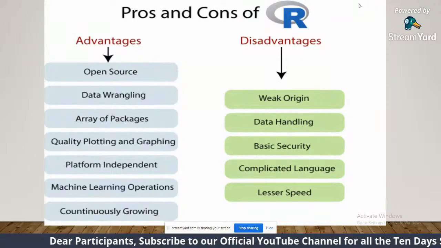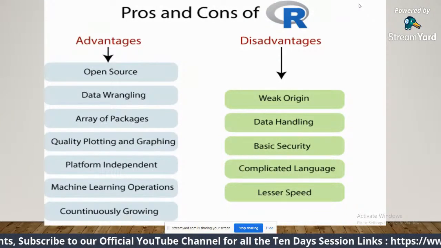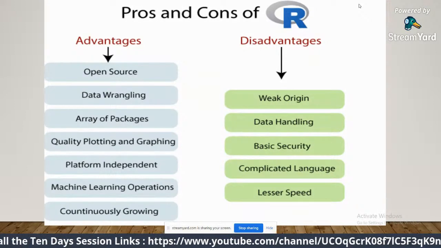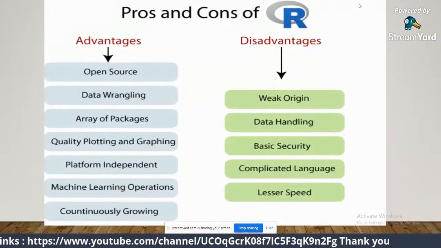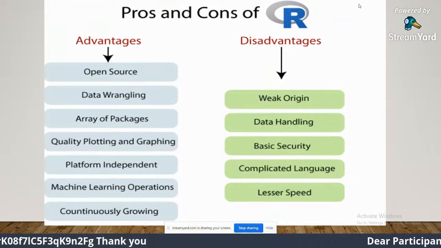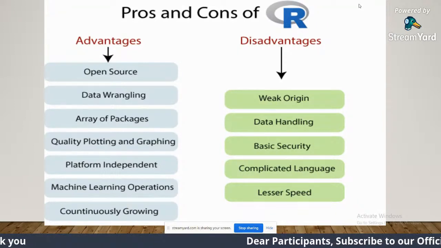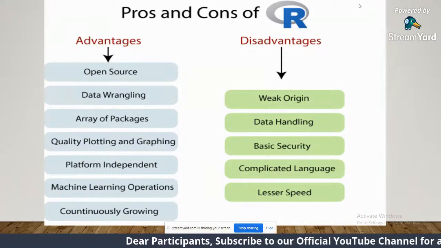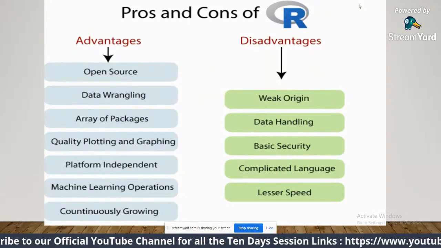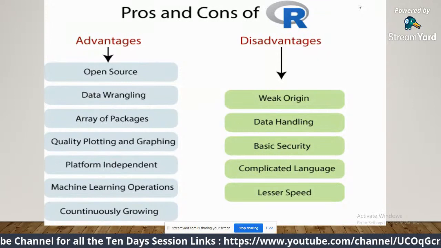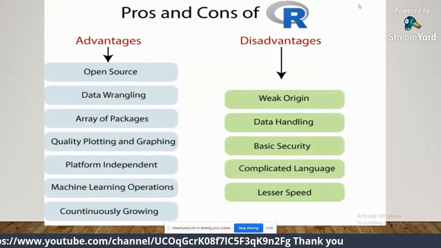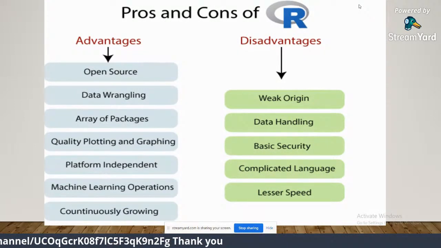Before getting into that, any language has its own advantages and disadvantages. Advantages: open source, data wrangling, that is, you are handling a large array of packages. You have quality plotting and graphing, that is the visualization part of it. And it is platform independent, on any OS I can just work on it. You have machine learning operations. In data science we have been using R, and it is continuously growing because people keep on adding packages and functions, and the community is working on it because it is open source software.